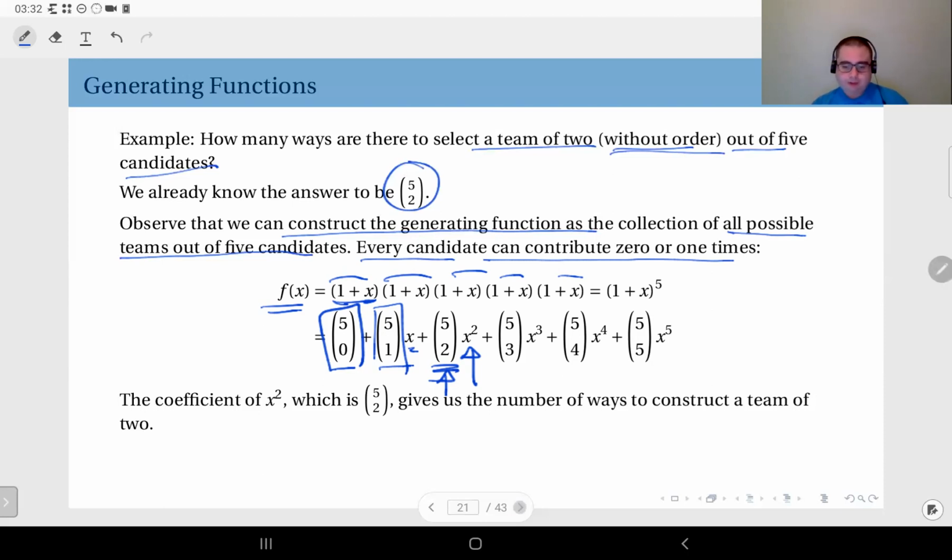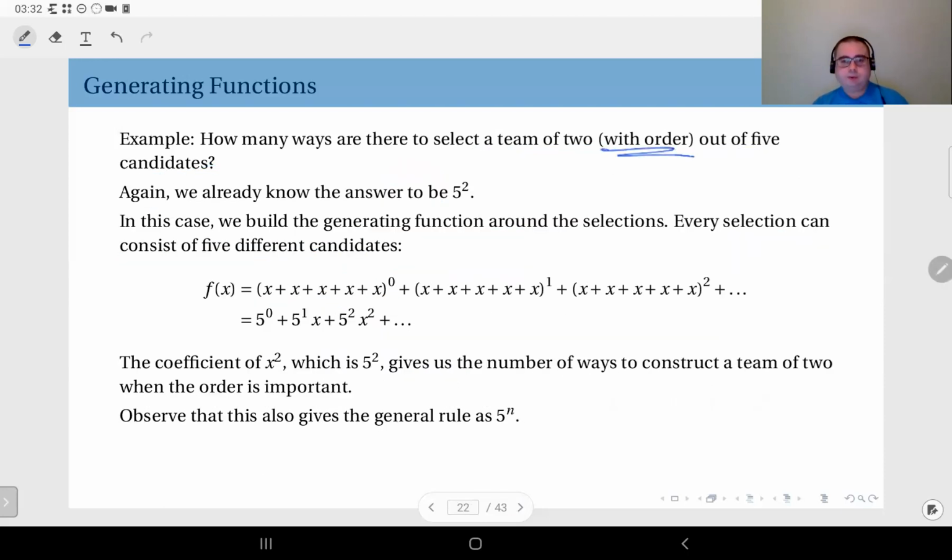What if the order is important? Okay, so you want to construct a team of 2, but this time, let's say you have specific positions in the team, so that assignment of different people to different positions changes your selection. So in this case, again, we know the answer to this question, that is 5 to power 2.